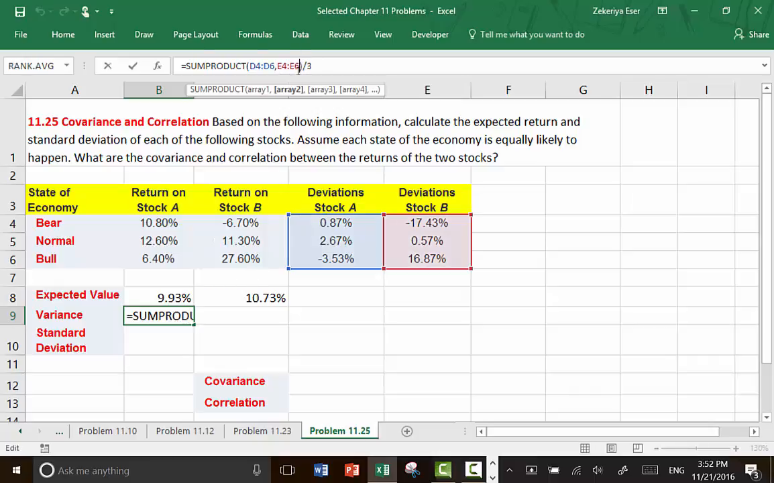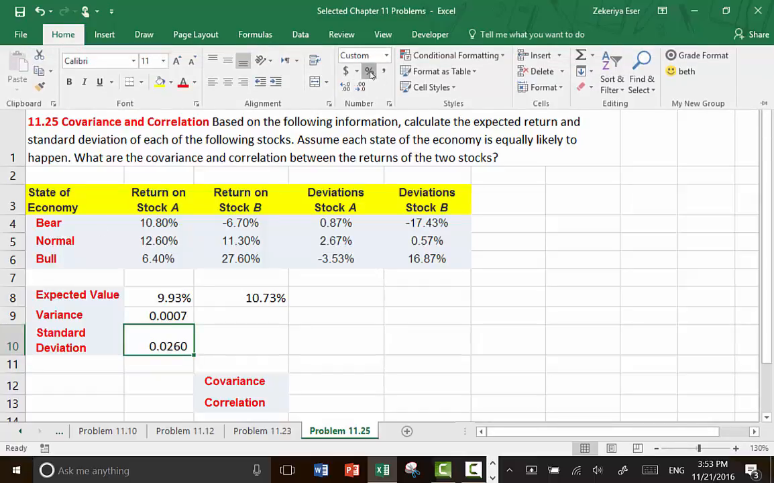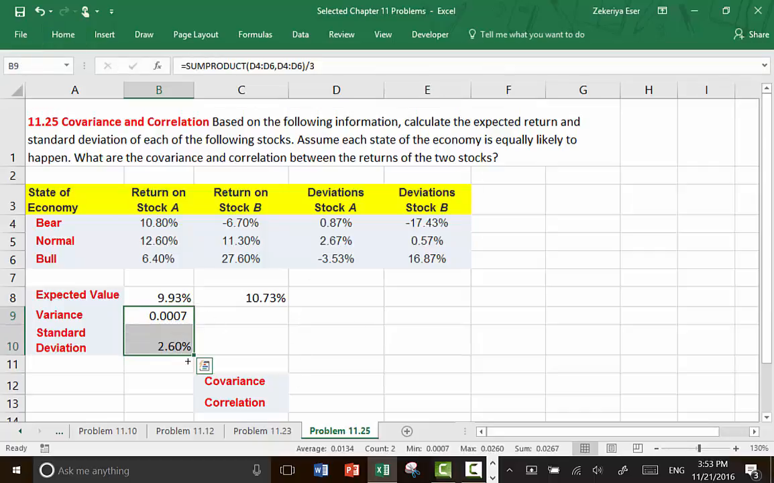Of course, if you're not careful, and standard deviation is simply square root of the variance. And let's make sure we have the proper format.